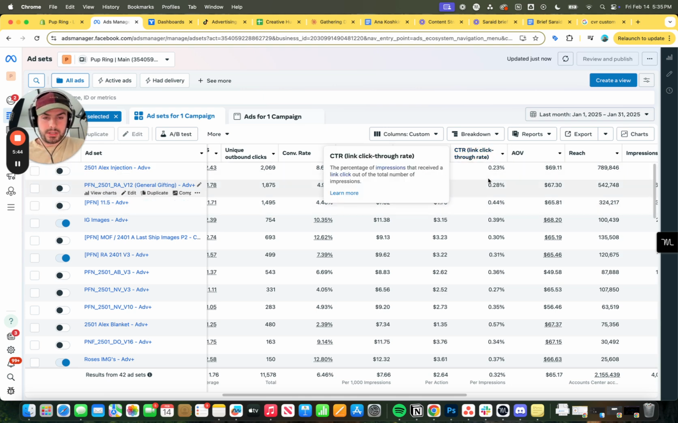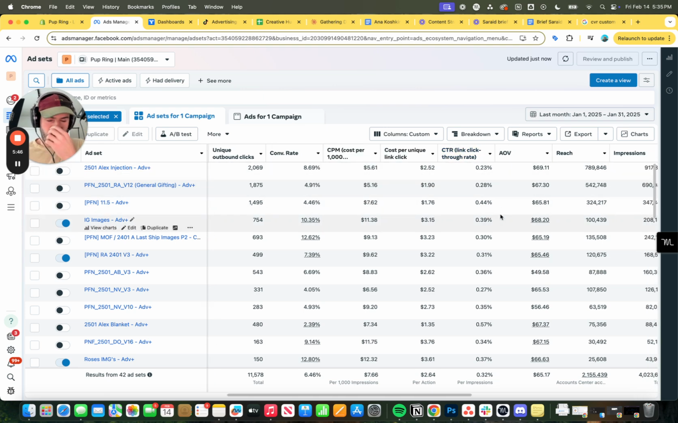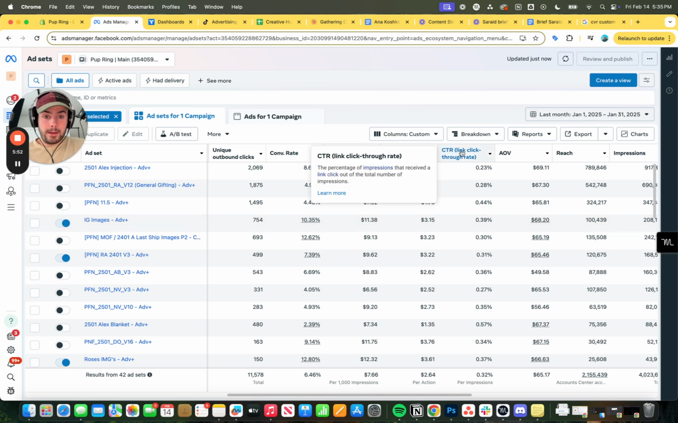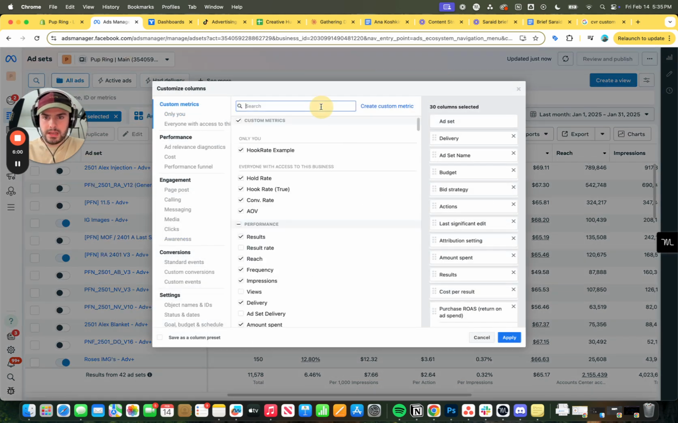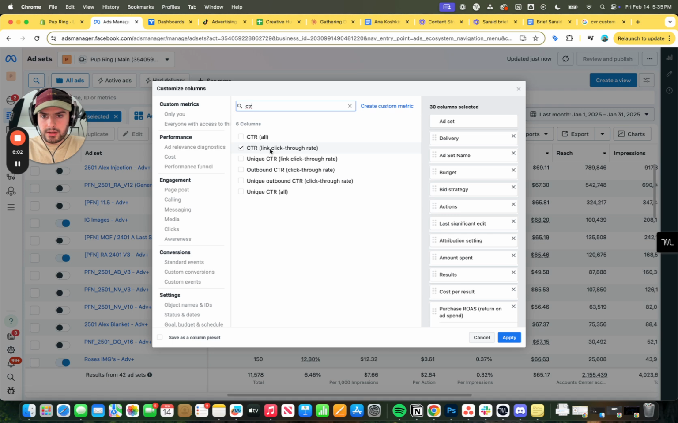And again, we'll touch a little bit more as we go forth on how you can look directly at this when media buying. This is a metric that's by default inside of the columns. So you can just click on custom columns and you can look at CTR, and just the link click-through rate is the one that I like to look at.